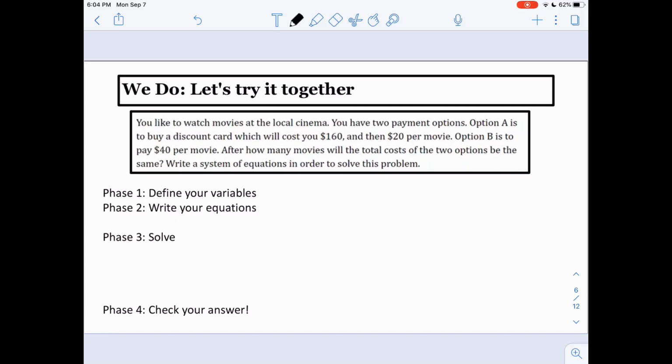Now let's try one together. Your first step is to define your variables. What is x going to represent? Take 2 minutes to read the problem and then define your variables. Pause the video now.